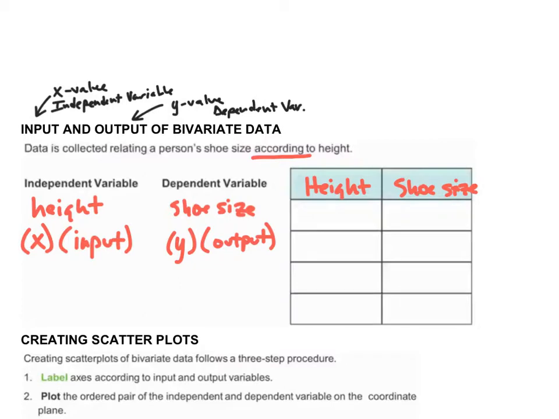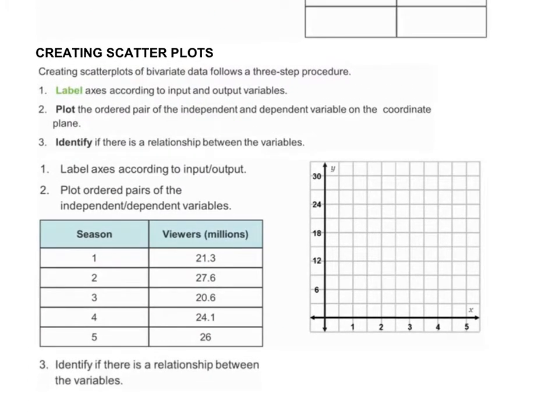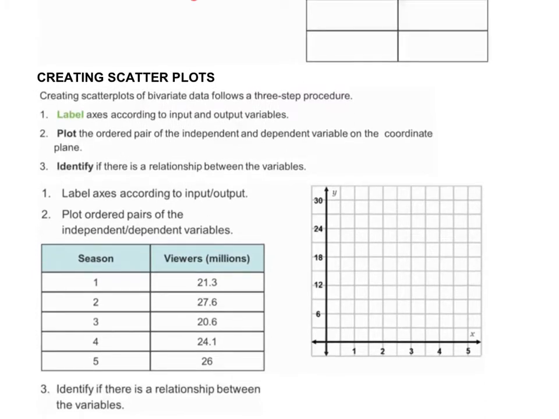Okay, so let's look at how to create a scatter plot. Okay, and we've kind of looked at a few, but I haven't gone over how we create them. And so, what I want to do here is look at these steps. Okay, label the axes according to the input and output variables. Okay, then we will plot the ordered pair of the independent and dependent variables on the coordinate plane. We will identify if there is a relationship between the variables. And all right, so let's do that.